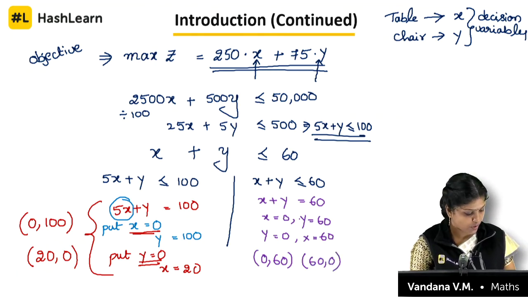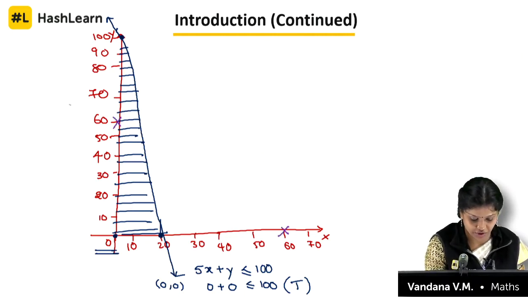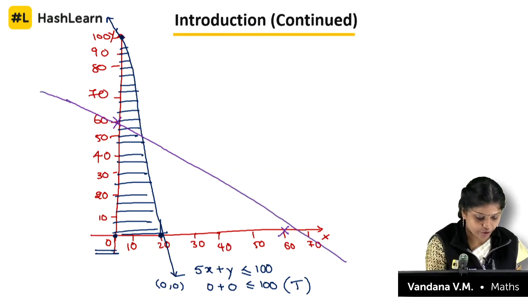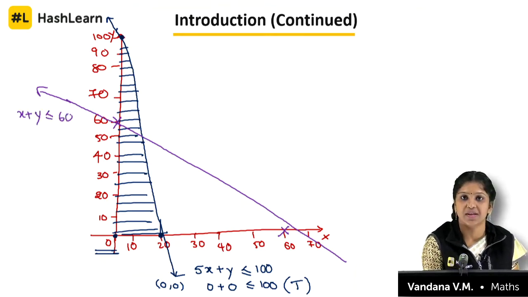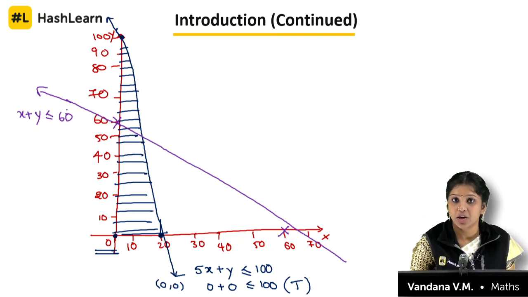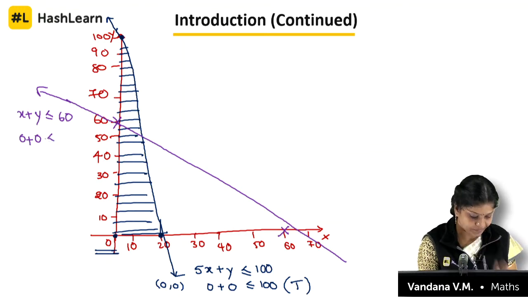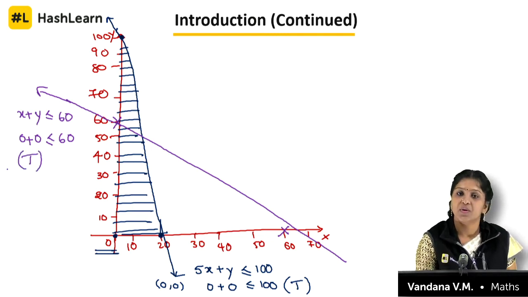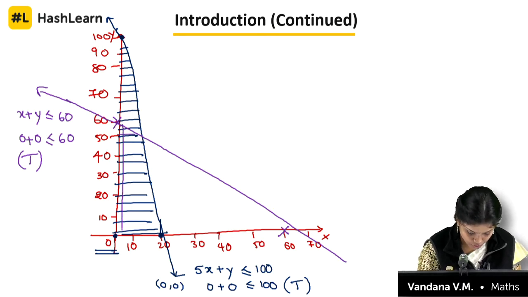Right? Please plot the points: one is 60 comma 0, the other 0 comma 60. So now this is the line for which constraint? That is x plus y less than or equal to 60. Here also it is not passing through the origin, so I can take it as a comparison point: 0 plus 0 less than or equal to 60, so it is true. So I have to shade towards the origin.